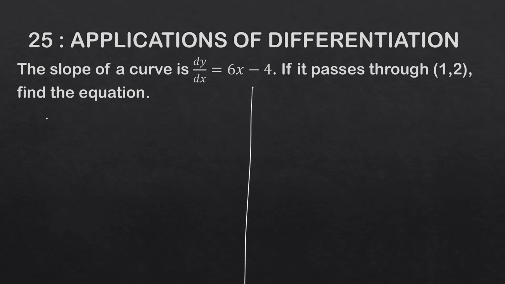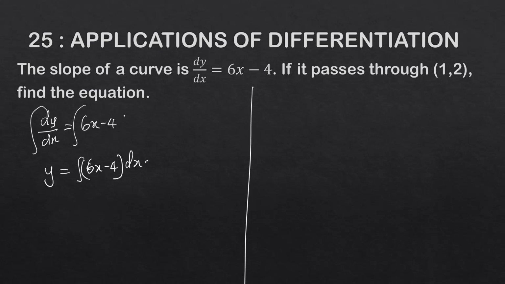What I'm going to do is we'll say that dy/dx is going to be equal to 6x minus 4. I'm going to integrate them to get the original equation. So I'm going to have that y is equal to the integral of 6x minus 4 multiplied by dx. So this is going to be y is equal to 6x raised to power 2 all over 2 minus 4x, all right, plus c.